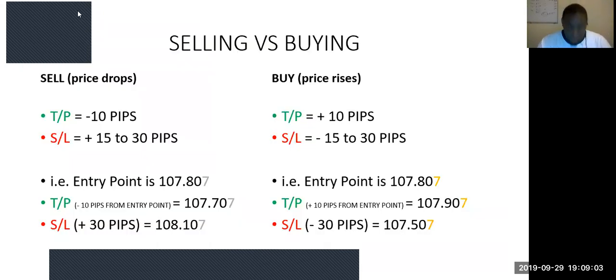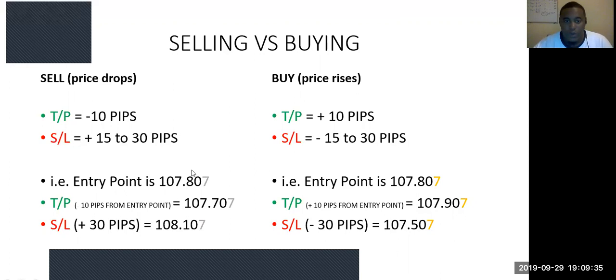Buying versus selling. Once you get your entry price in a sell, you want to subtract from your entry price for your take profit. And for your stop loss, you want to add. So if sell is down, you want to take away from your entry price. And for stop loss, you want to add so it goes higher, because you're expecting the market to go down in a sell. So take profit goes down. If the market goes up when you sell, you want to put your stop loss above. And I use 15 to 30 pips, but as you learn, you'll know what you want to use.